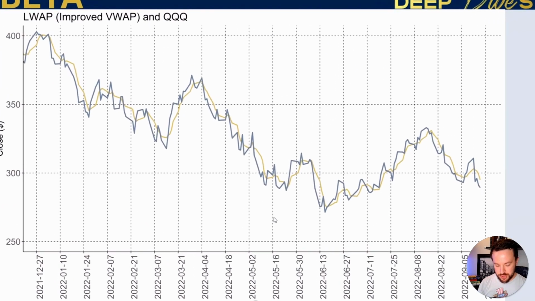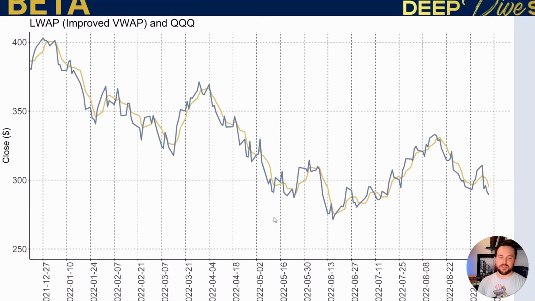Here's QQQ just to show, and I'm not obviously going to run through every one, but I did ETFs, I did individual equities, I did high volume equities, low volume equities, and it runs the gamut. It does just fine everywhere.